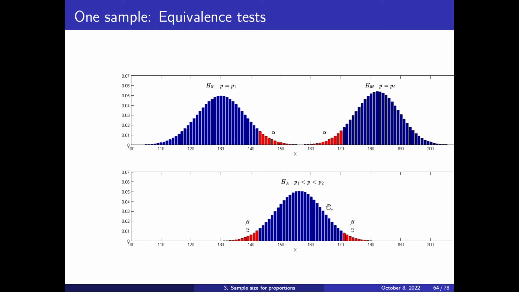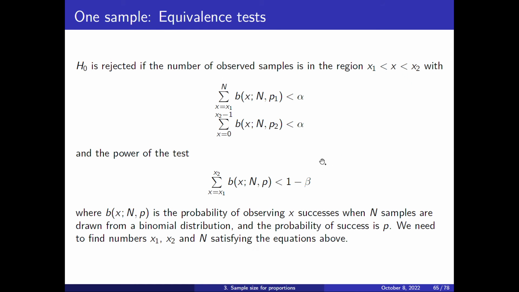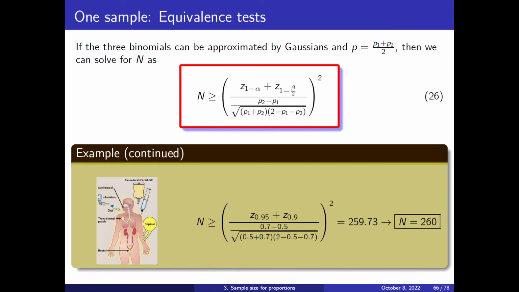Okay, so now we will calculate the sample size, and for the sample size, again, they use this kind of binomial sums that have to be smaller than alpha and binomial sums that have to be smaller than 1 minus beta. So things are complicated, but there are approximations. So the Gaussian approximation, so P, that is the mean between the two proportions, then gives us an appropriate way of normalizing.